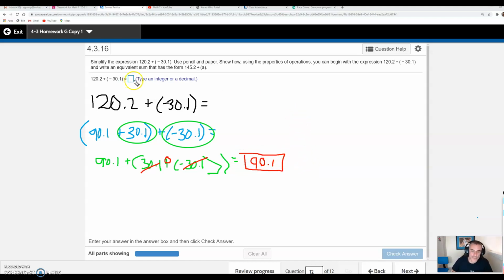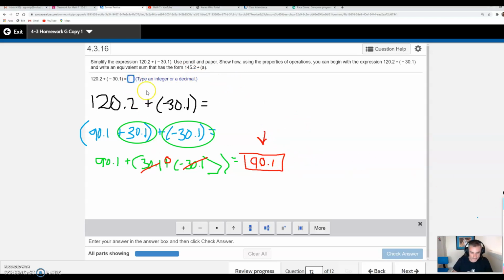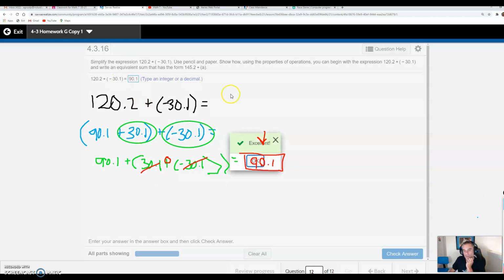Okay, it says type an integer or a decimal. Well, this is a decimal, so I'm going to go ahead and type that in. Okay, all right, so that should have been review right there.